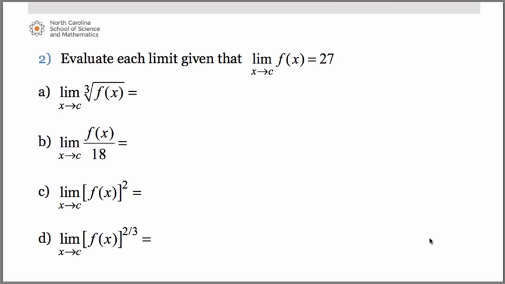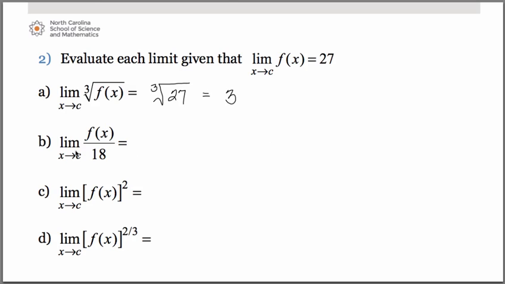Let's take a look at another example. Here we have the limit of f of x as x approaches c equal to 27. In letter A, we want the cube root of that function, so we simply will do the cube root of the given limit of f of x, which comes to the cube root of 27, which is 3.